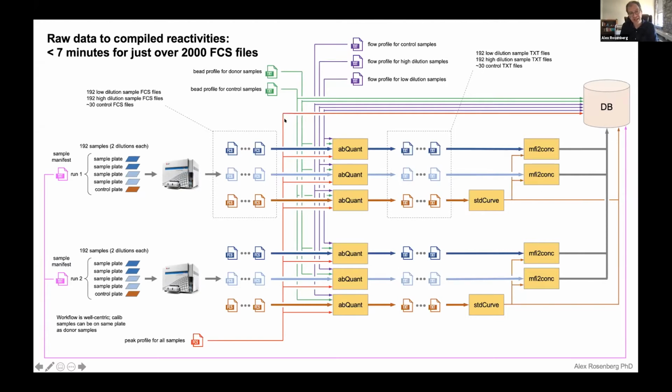And the key here is that this is extremely high throughput. In our first run, we ran over 2,000 files, and going from raw data to a complete compiled data set that we could start interrogating took under 7 minutes.